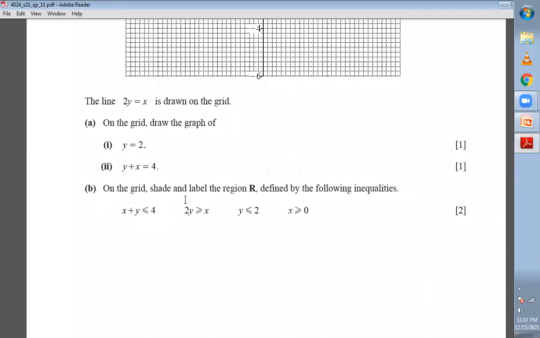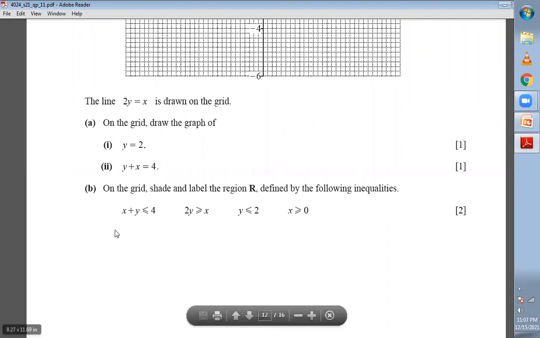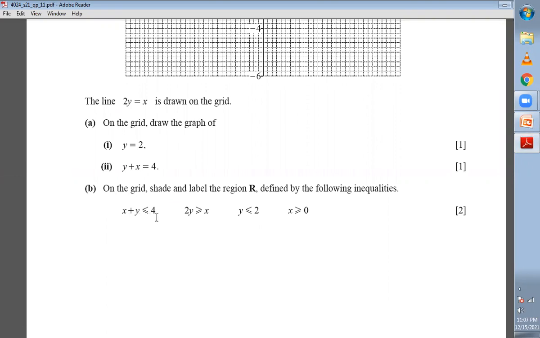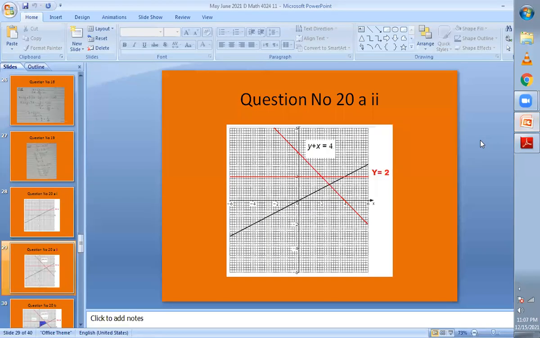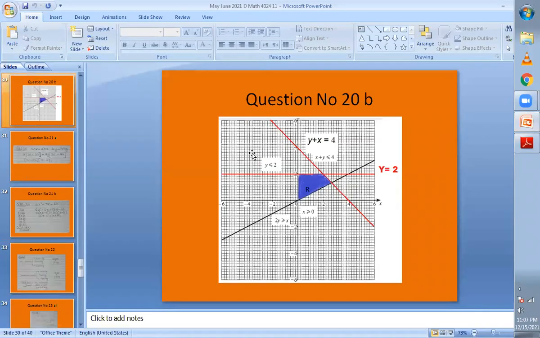It says, on the grid, shade and label the region R defined by the following inequalities: x plus y less than or equal to 4, 2y greater than or equal to x, y less than or equal to 2, x greater than or equal to 0. So these are the four inequalities. Let me show you how we do this and how we shade. Okay, so here is that equation.